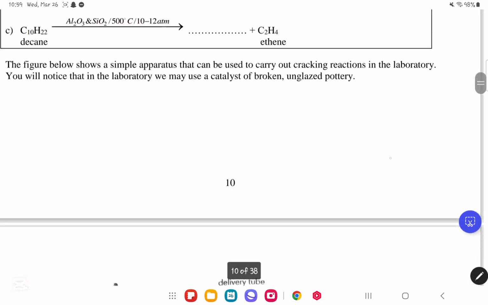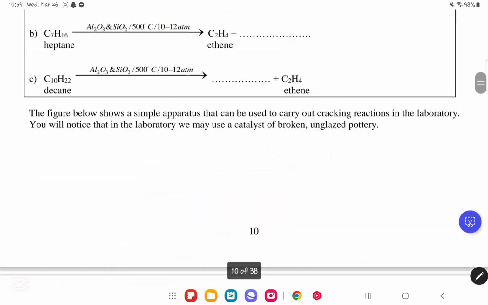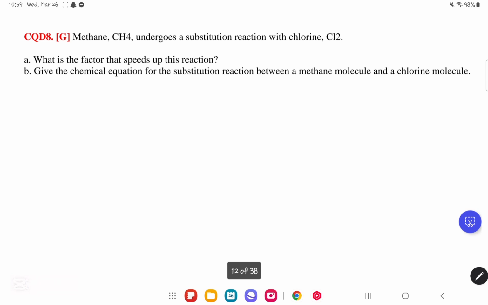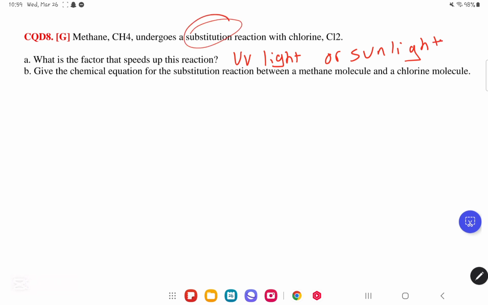We move on to the next question. Let us go down to see the next question, which is CQD number 8 grid. In CQD number 8 grid, they said methane, CH4, undergoes a substitution reaction with chlorine, Cl2. What's the factor that speeds up this reaction? It is either UV light or sunlight. So whenever you see substitution reaction and they ask you for the factor that speeds it up, it is UV light or sunlight.